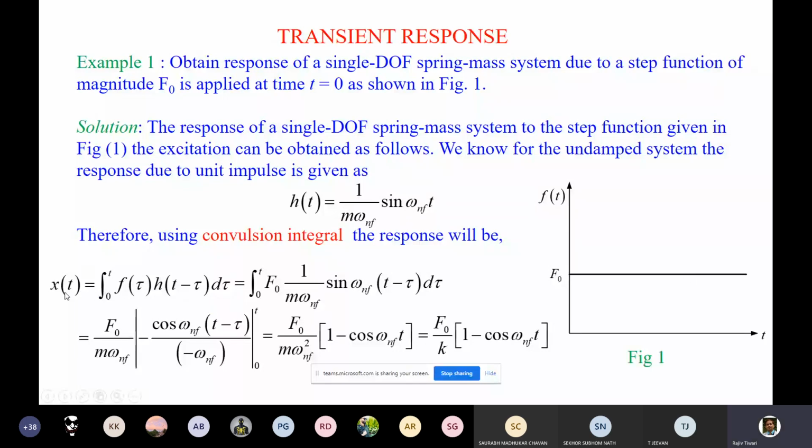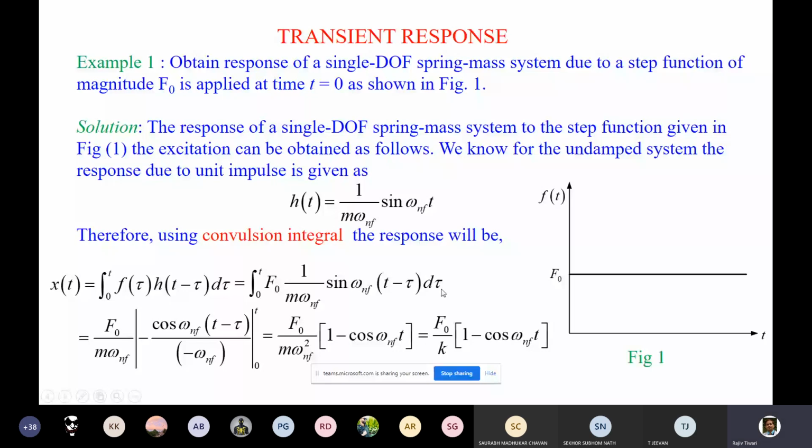So this is the convolution integral, where this is our impulse response function. This is applied at t equal to 0, so we need to replace tau with t. You can see that the magnitude of force is constant, so F0, and the impulse response function I'm writing as it is, but here t minus tau, and integration with respect to tau. So now we need to integrate this.